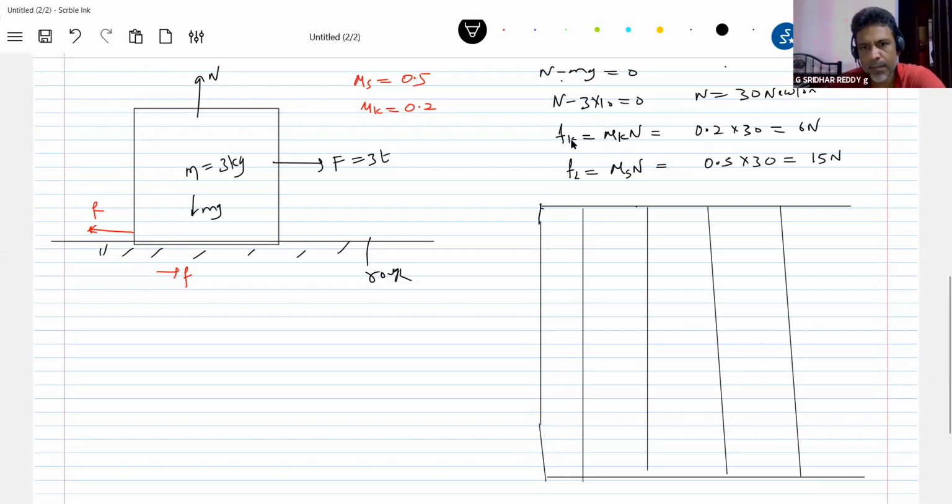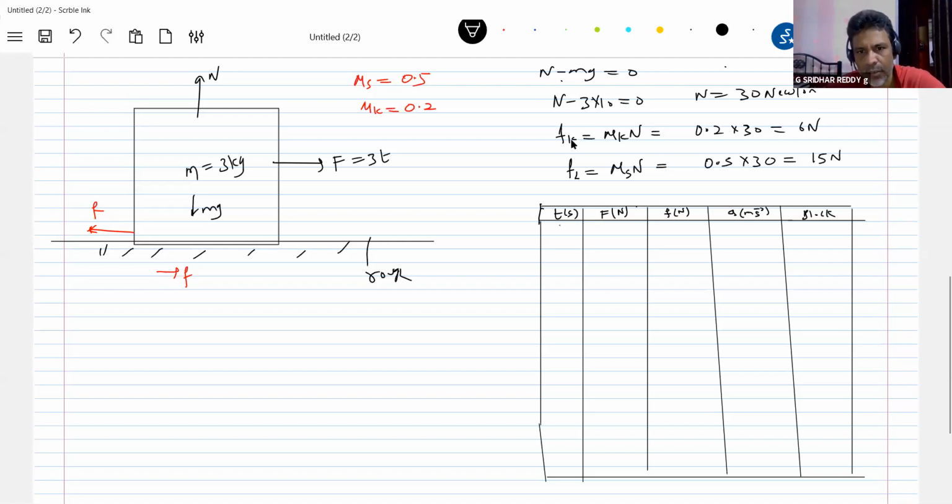Okay, this is time. We'll take this column for time, this in seconds. Then this will be the applied force in Newton. And this will be the frictional force, Newton. And here we'll put acceleration of the block. And here, what will happen to the block? Okay, fine. So let's make out one by one.